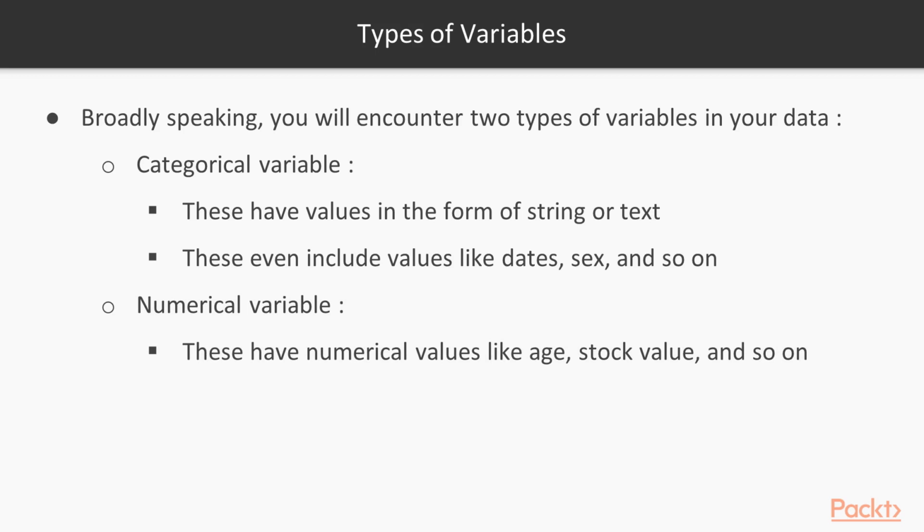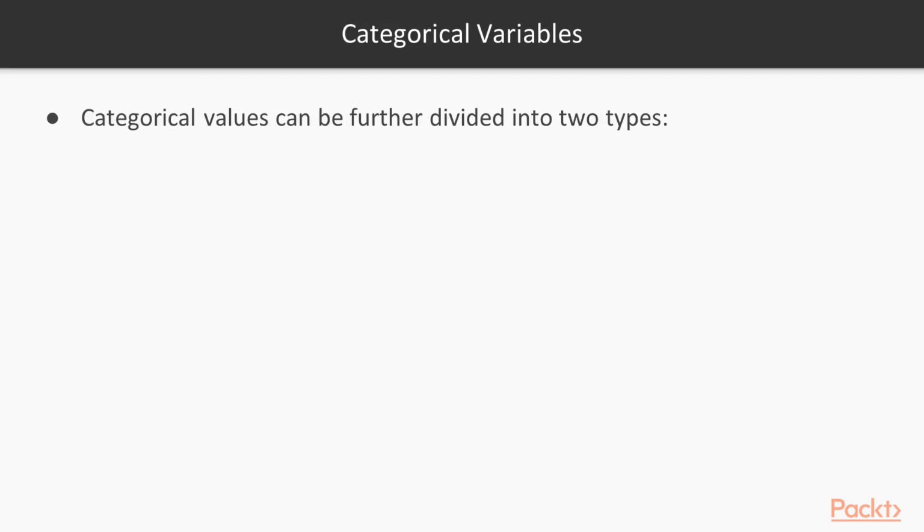Next, you have numerical variables. These have numerical values like age, stock value, etc. The basic difference is that any value that can be measured numerically is basically a numerical variable. All other values are considered as categorical variables. Let's go over them one by one. First, we'll discuss what are categorical variables.